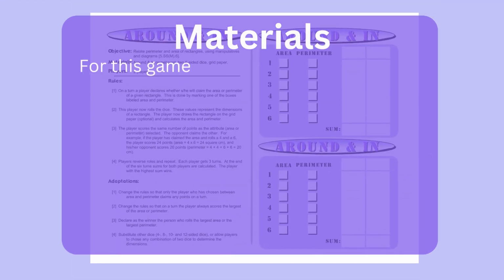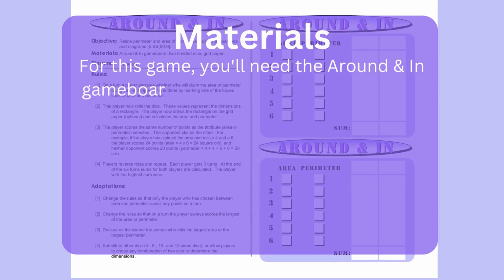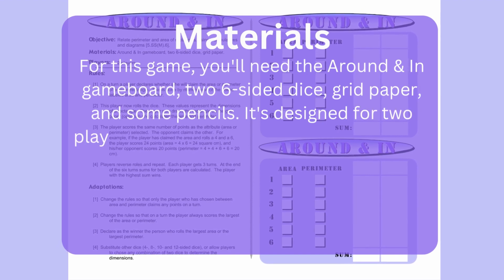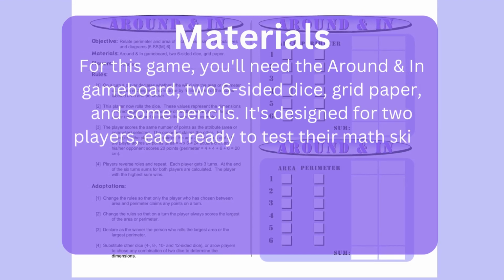For this game, you'll need the Around and In game board, 2 6-sided dice, grid paper, and some pencils. It's designed for 2 players, each ready to test their math skills and strategic thinking.